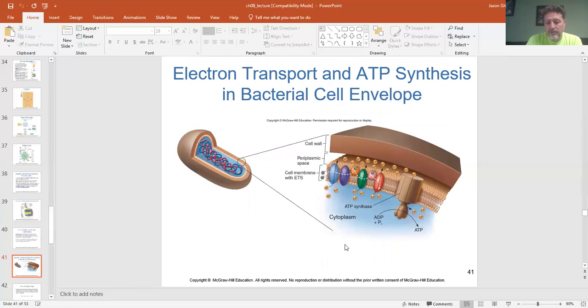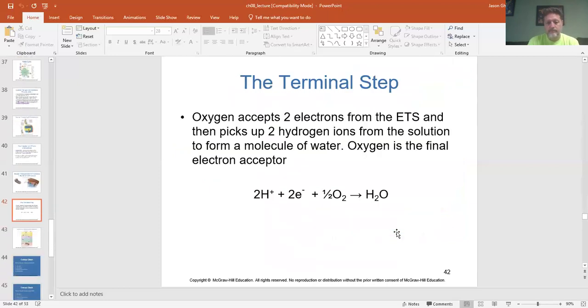On a prokaryote, they don't have mitochondria because, well, they are mitochondria. So they have that periplasmic space between the cell wall and the plasma membrane. That's where they pump their hydrogen ions, and they have ATP synthase, and it goes through a similar process of making the ATP. Now, the final step is the oxygen being involved in this, and the oxygen is going to collect 2 electrons and make water.